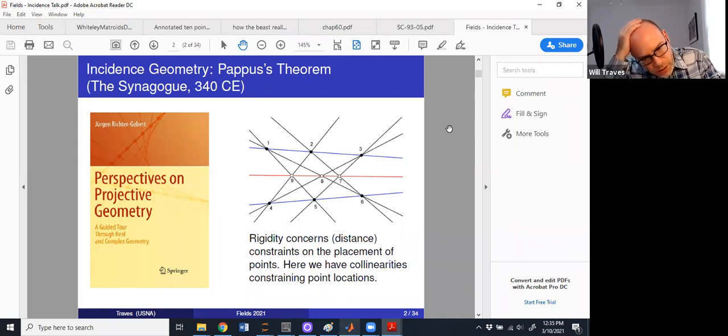I don't know. I do think that it's possible that the incidence structures may turn out to be much larger matroids, if they are matroids at all, than the rigidity matroids are.